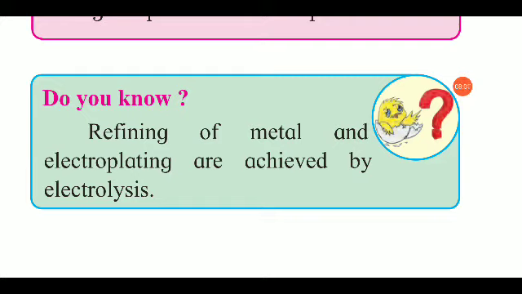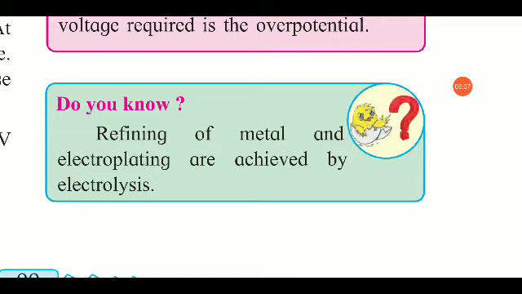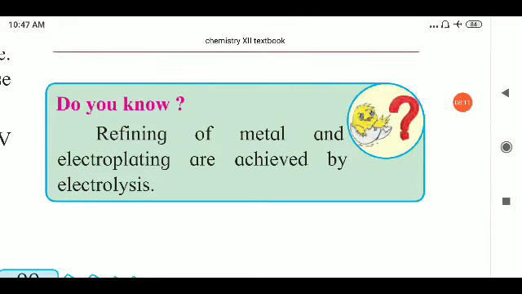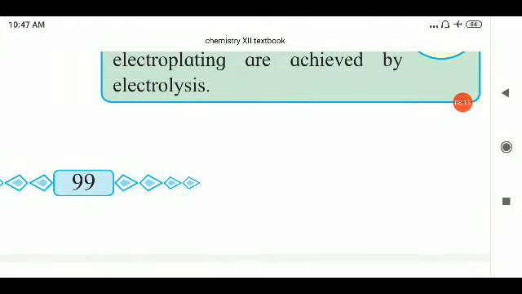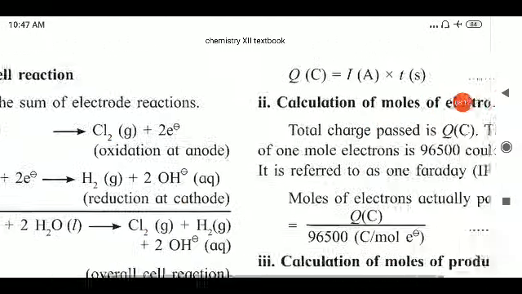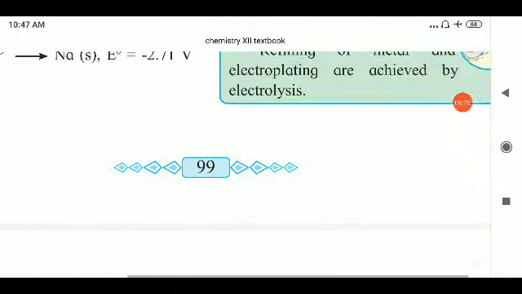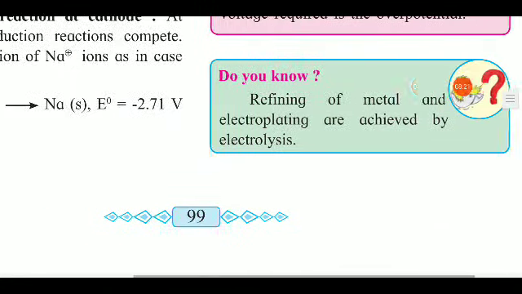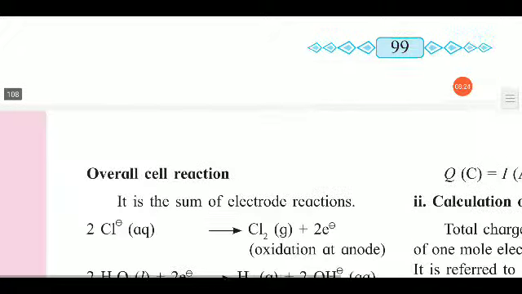That is, the refining of metals and electroplating, which are done by electrolysis, and in applications we have seen electroplating, and the different methods used for the refining of metals that we saw in our introduction.